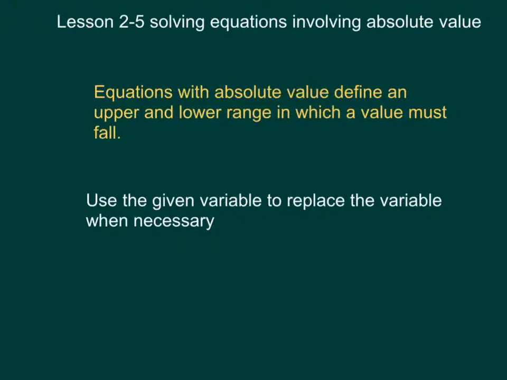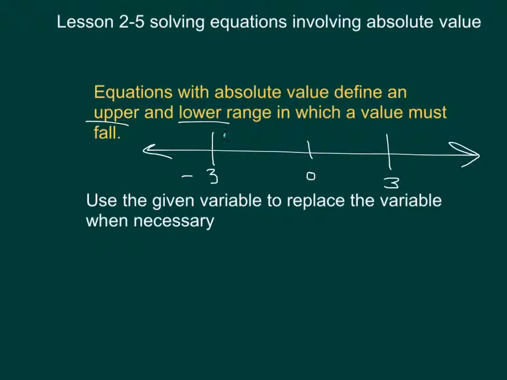Lesson 2-5, solving equations involving an absolute value. So when we have an equation that has an absolute value, your goal is to define the upper and the lower range that the value must fall. So if you had a number line, the lowest range may be -3 and the highest range may be 3, so you know the value falls somewhere in between here.